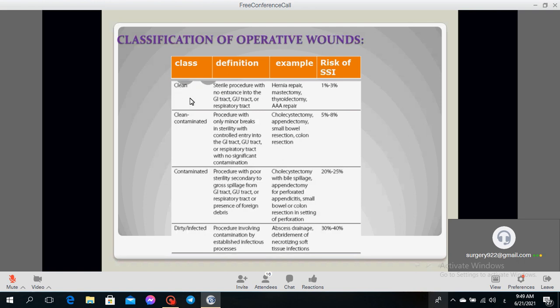We start with clean surgery. Any surgery without entrance to the GIT, renal system or respiratory system we call a clean surgery. For example, we did thyroid surgery, opened the skin, and in the thyroid we did not enter the bronchus or the esophagus. Or hernia repair, we opened and dealt with the sac, without entering the bowel or any system. Okay, this we call clean surgery. The risk of infection is only 1 to 3%.